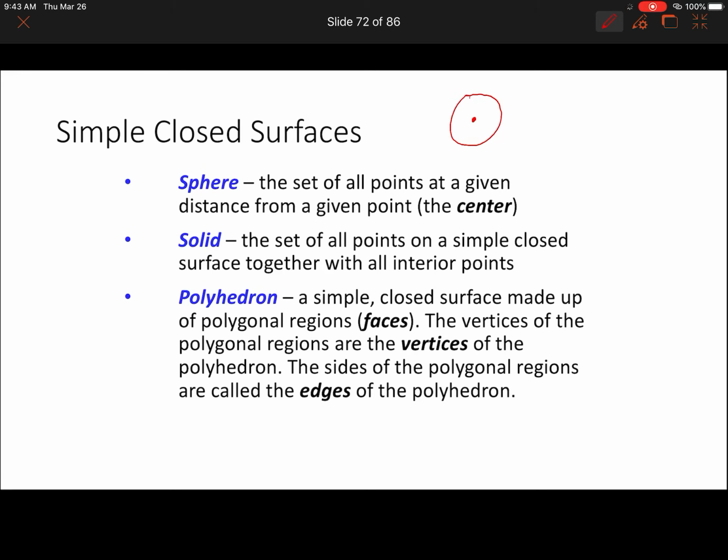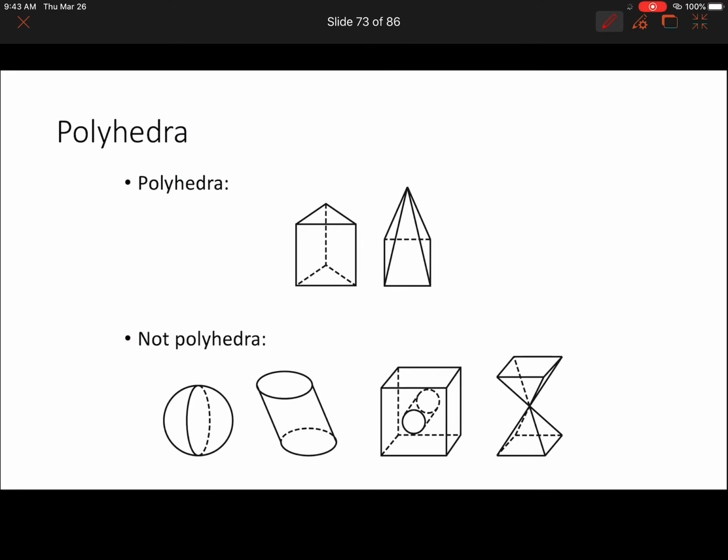And the vertices of the polygonal regions, those faces, make up the vertices of the polyhedron. And the sides where each polygon meets are what we call the edges. And so again, I'm going to show you an example that's got all of that in just a second.